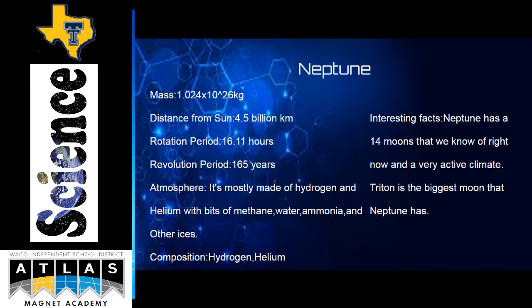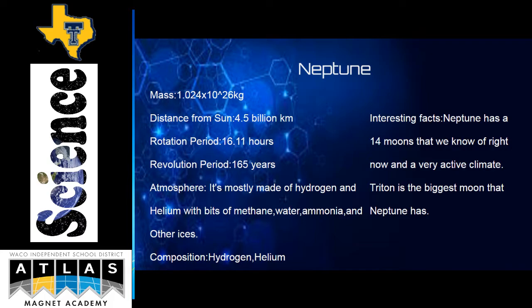Neptune's mass is 1.024 times 10 to the 26 kilograms. It is 4.5 billion kilometers from the sun. Its rotational period is 16.11 hours. Its revolution period around the sun is 165 years.